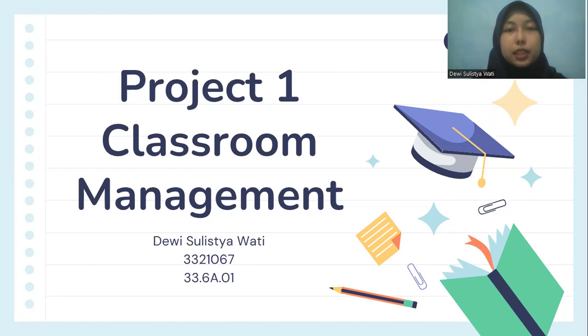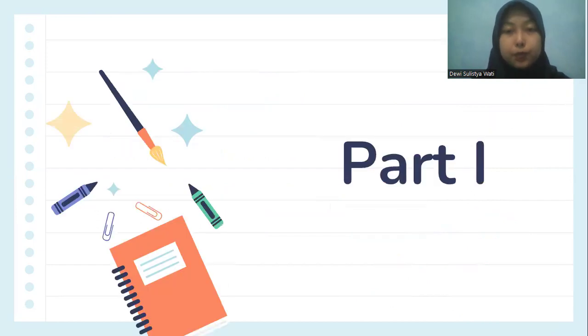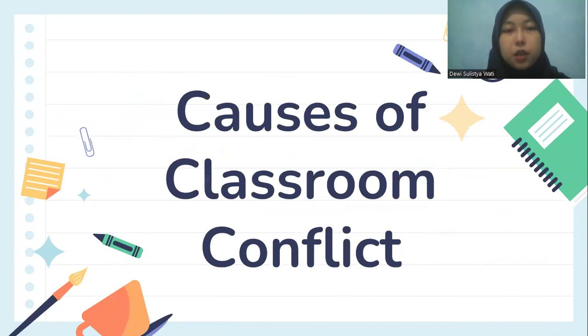I'm from class 336801. I made this video for Project 1 Midterm Test Classroom Management. Part 1. I chose the topic about causes of classroom conflict. Patrick Morissette, 2001, defines classroom conflict as intentional student behavior to disrupt the teaching and learning process of others. Therefore, conflict can manifest between various parties such as student versus teacher, student versus student, or even class versus teacher.